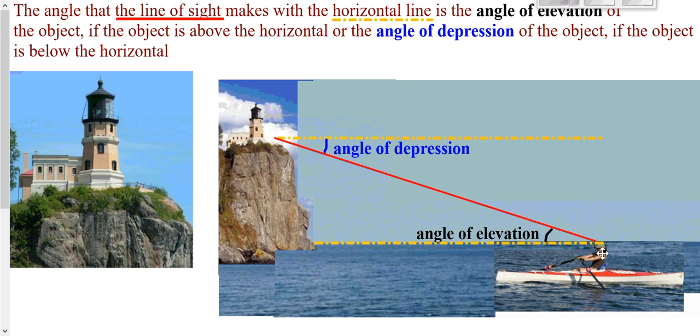So if you were the kayaker down here on Lake Superior looking up at the lighthouse, your angle of elevation would be here, where you start at the horizontal of the lake surface, and how many degrees up you have to tilt your head to be able to see the lighthouse is your angle of elevation.